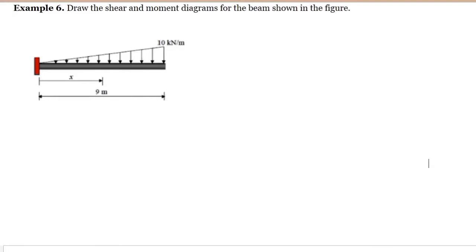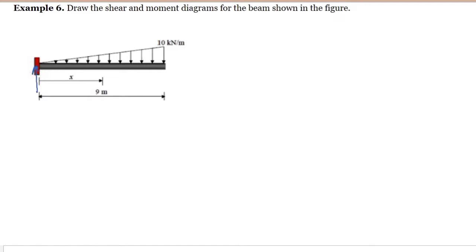Example number 6, draw the shear and moment diagrams for the beam shown in the figure. As we can see here, we have a cantilever beam with a uniformly varying load or UVL. The first thing that we are going to do here is to compute for the reaction at the support. Since we have a fixed support here, we have 3 reactions.